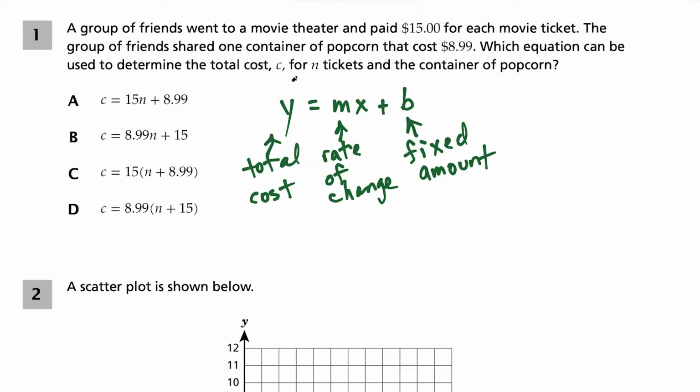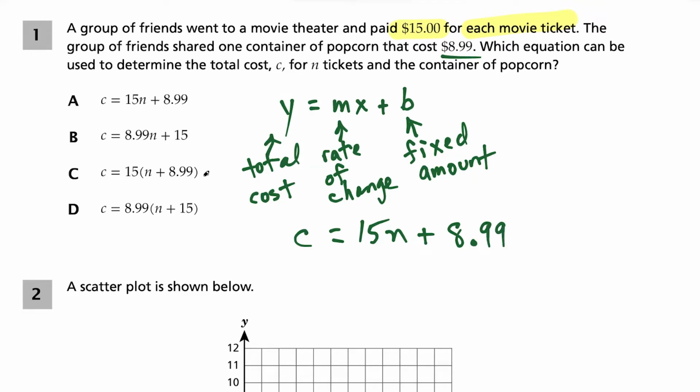The total cost C would go in place of y. So we'd have C equals, M is the rate of change, and we look through the question again and see that the $15 price for each movie ticket, that's the rate. That's how much money the group of friends is paying for each movie ticket. So we're going to have 15 times the number of tickets, N, which goes in place of x, and then the fixed amount was that the group of friends shared a container of popcorn that cost $8.99. So they're only buying one, so this is going to represent the fixed cost. So the $8.99 is going to go after like this.